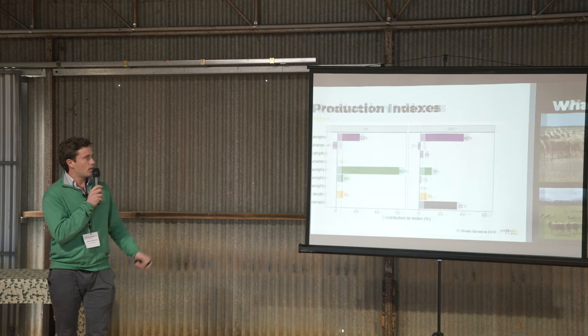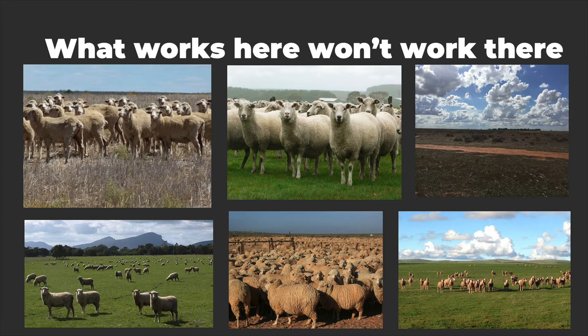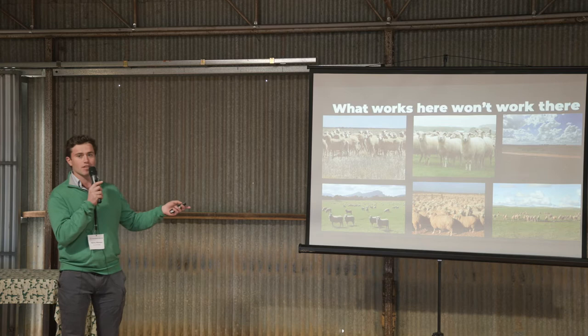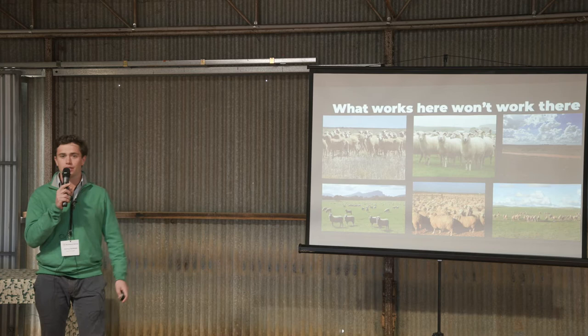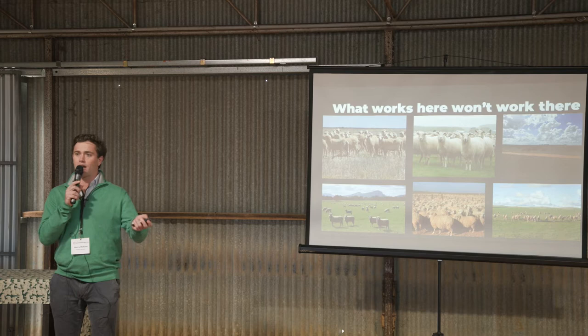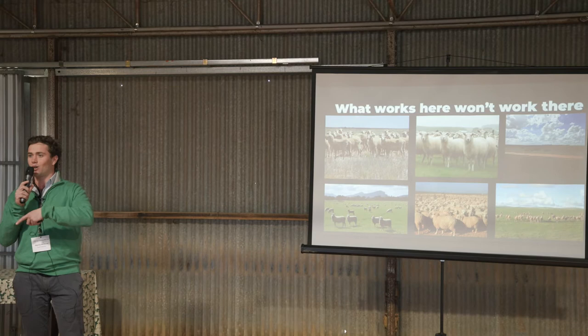The issue with these indexes is that it's pretty hard to take one index and use it as a blanket and say, this index is going to be perfect for all environments across Australia and New Zealand. You can see on the slide we've got a lot of different environments. There are people here today from four states and some very different production systems. I'm sure the genetics that will work well in Victoria, where at the moment it's minus 3 and blowing a gale, are probably pretty different to what's going to work in central Queensland, where it's 35 and sunny.